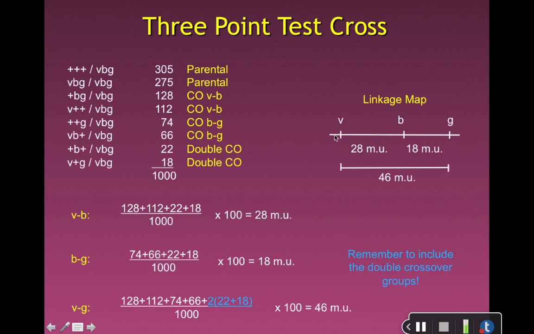If we were just interested in the overall distance between the 2 outer alleles, between V and G, we could do it in one step. Add up all of those crossovers that are between those 2 alleles, illustrated toward the bottom here. Notice that you also have to include your double crossovers, but you include those twice, so you multiply them by 2. Take all of that, divide by 1,000, and as expected, based on the 2 individual calculations, our overall distance is 46 map units.